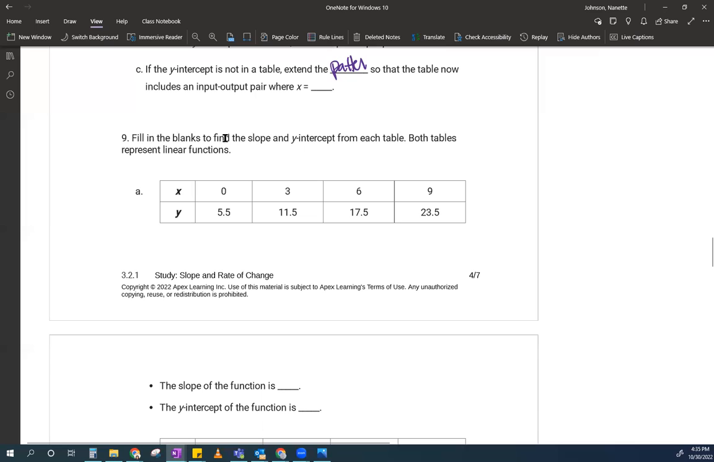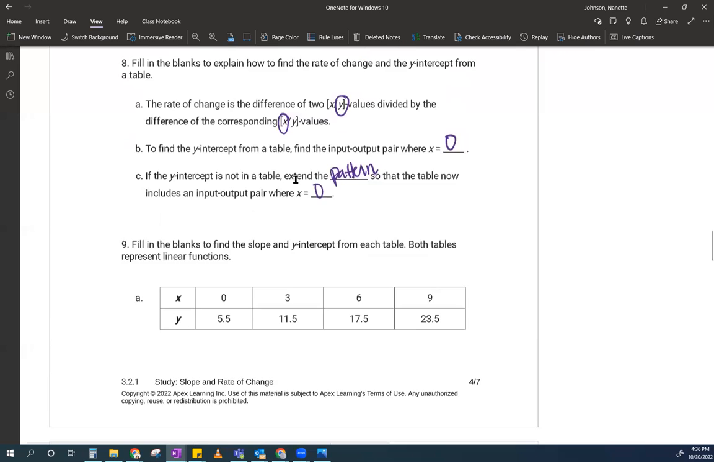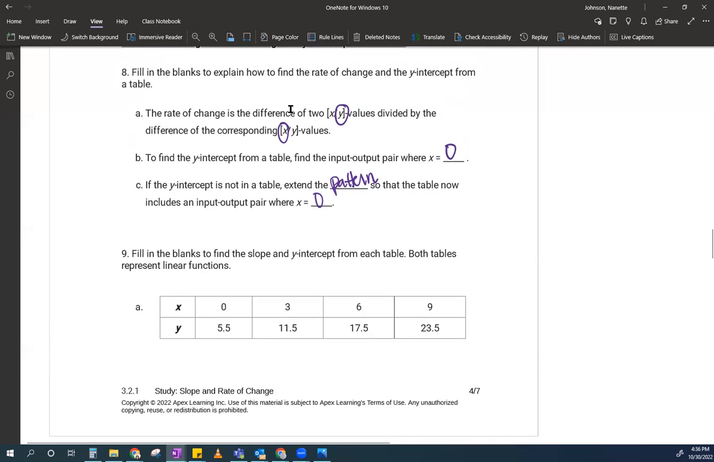All right, so fill in the blanks to find the slope and the y-intercept from the table. Both tables represent linear functions. So in this table here, the slope of the function is what? In reality, they told you the rate of change is the difference of the y's divided by the difference of the x's. So you want me to subtract the y's. That's 11.5 minus 5.5. That's 6, right? And then subtract in the same direction.